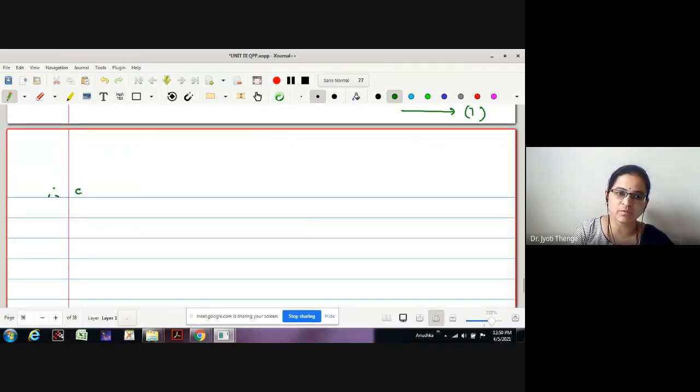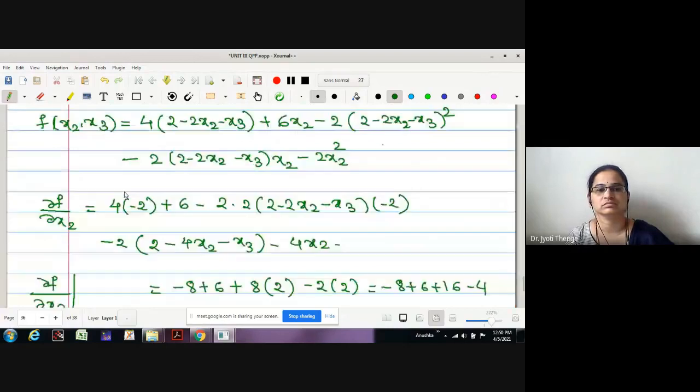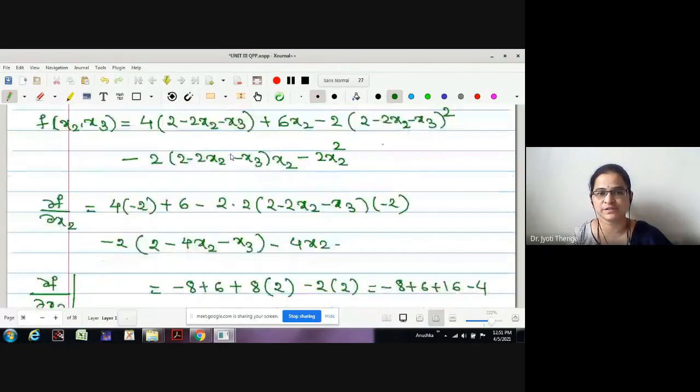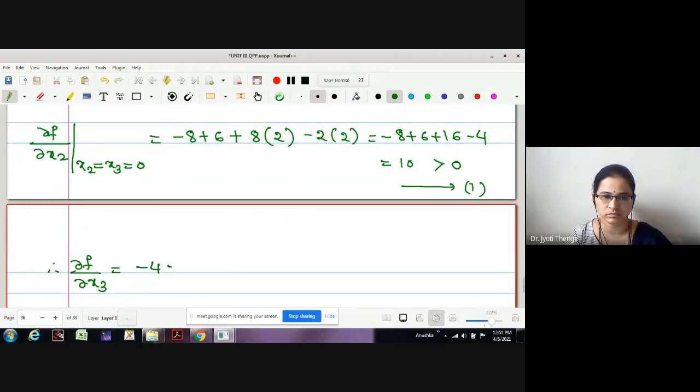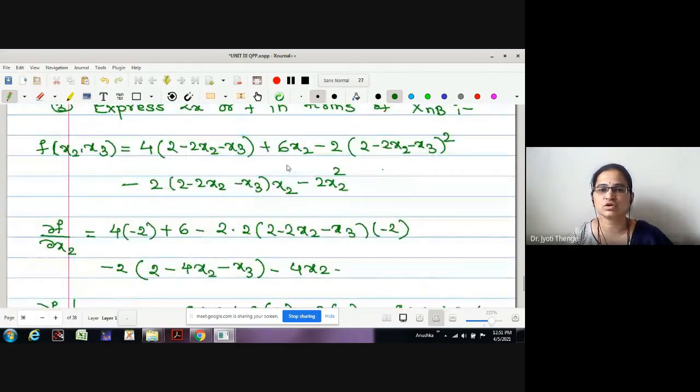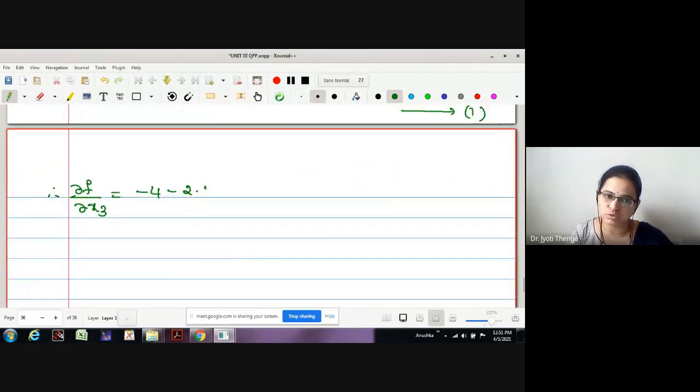Same thing we will perform for dou f by dou x3. What is dou f by dou x3 for the first term? 4 into minus 1, minus 4. Next term. Minus 2 into 2 times 2 minus 2x2 minus x3, into my derivative of x3. That is minus 1.